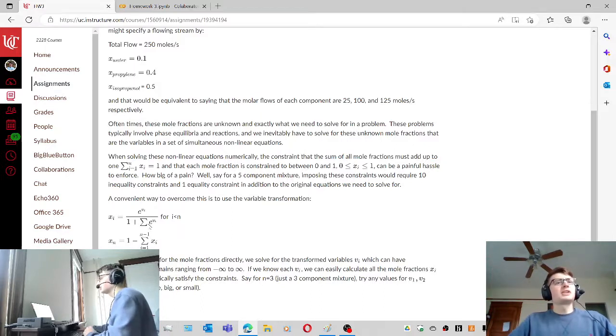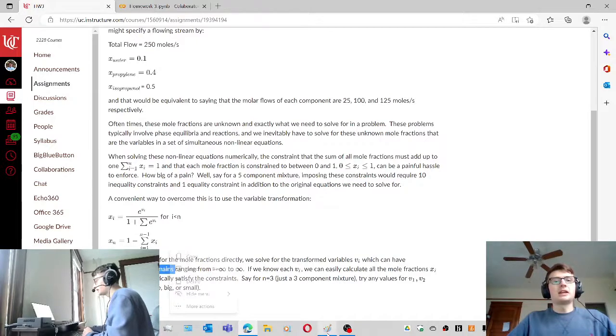Then you're thinking, how do I get x3 for isopropanol? The last one, x3, you just solve by taking 1 minus the summation of all the other x's, so 1 minus (x1 plus x2).